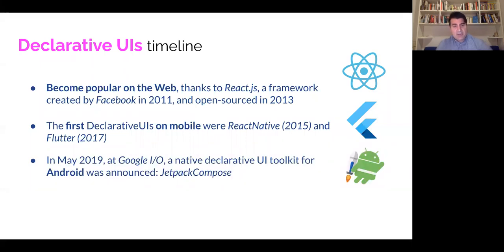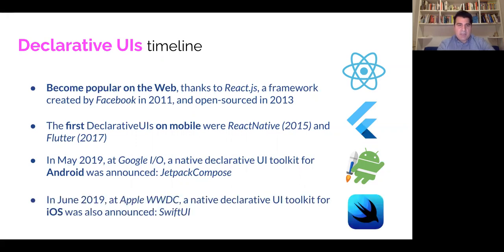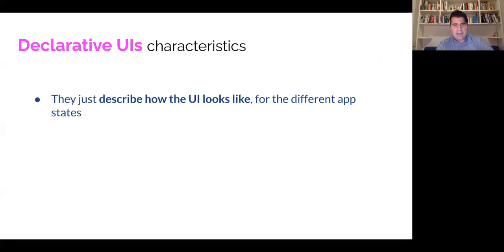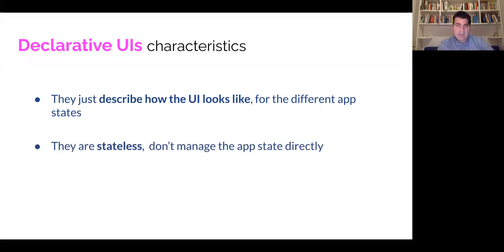Then in May 2019 at Google I/O, Google presented its own new declarative UI toolkit, which is Jetpack Compose. And in June 2019, at Apple WWDC, Apple presented SwiftUI as the new declarative UI toolkit for Apple. So, some characteristics of declarative UI: they just describe how the UI looks for the different app states, but they are stateless, so they don't manage the app state directly.